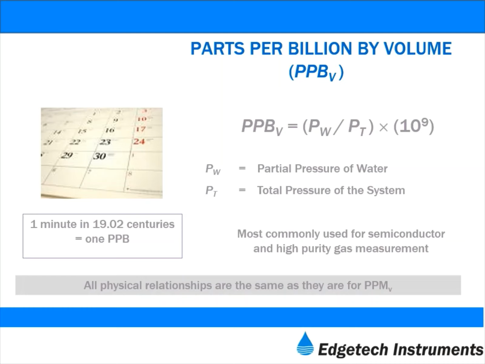The graphic on the left talks about how small a part per billion is. So basically, 1 part per billion is 1 minute in 19 centuries. Not 19 years, but 19 centuries. So you can see part per billion is a very, very small number. Okay.